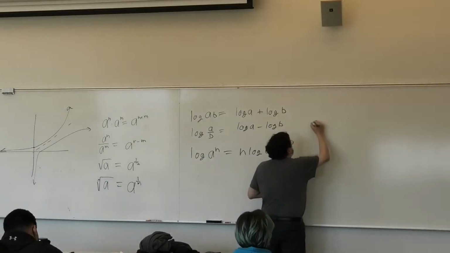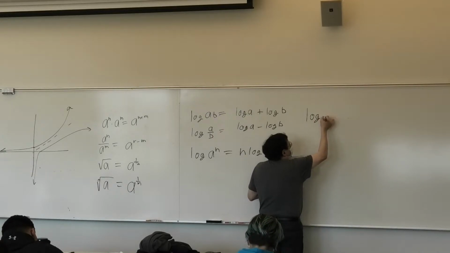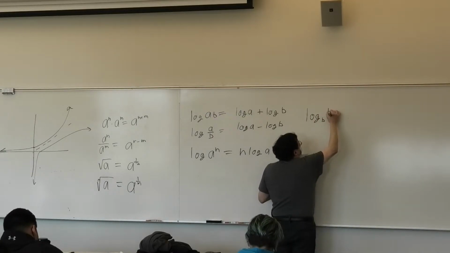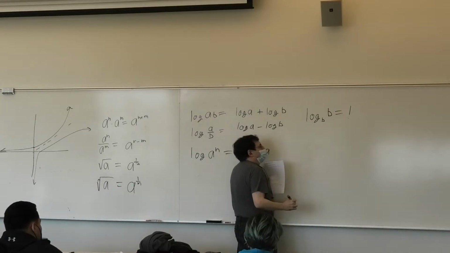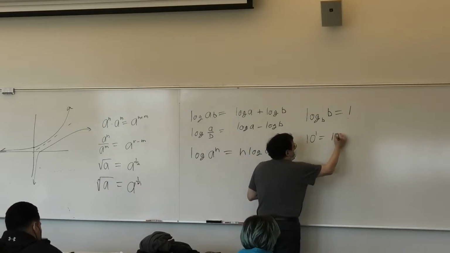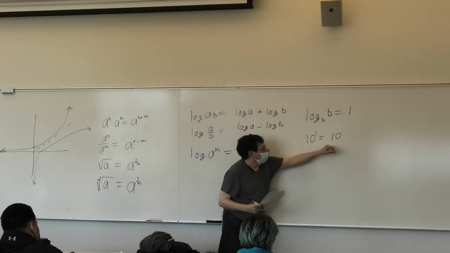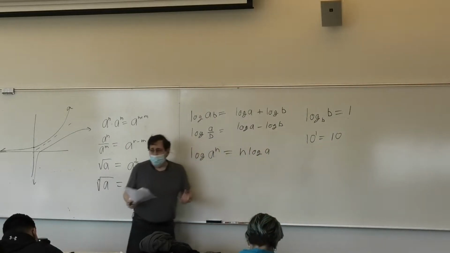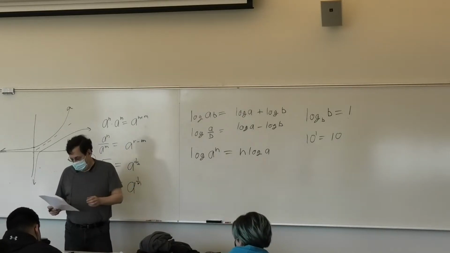And I'm just going to throw this in, it's so basic. If you have the log to some base b of b, what is that? That's the same as saying 10 to the 1 equals 10. This is the exponential version. Well, if you make 10 to b. So you really want to be up on your laws of exponents and logs.